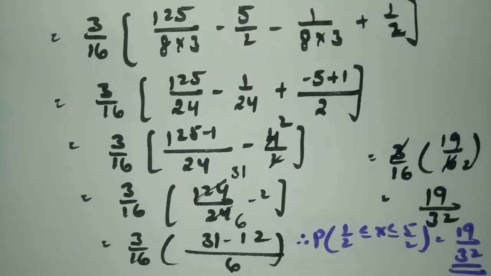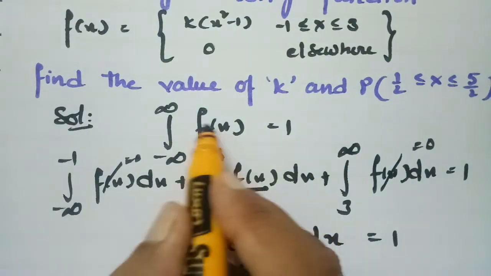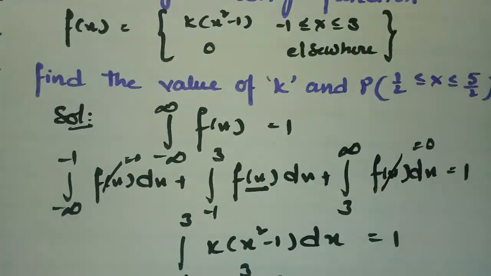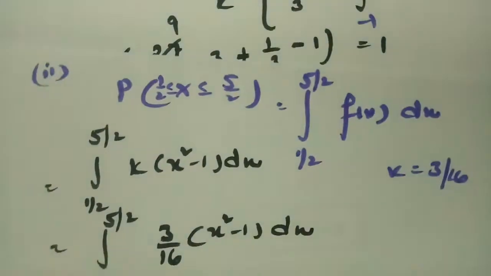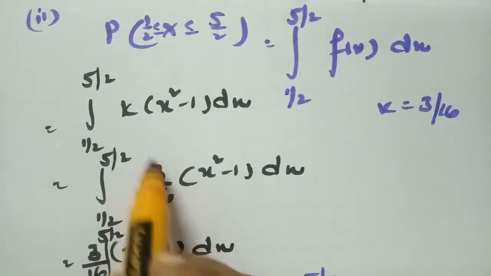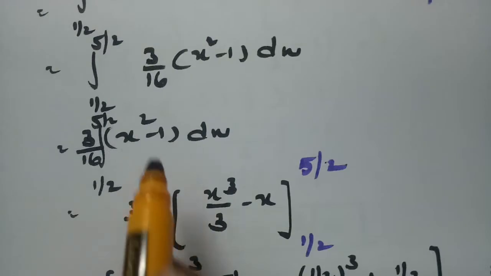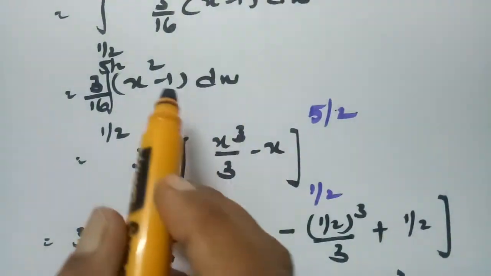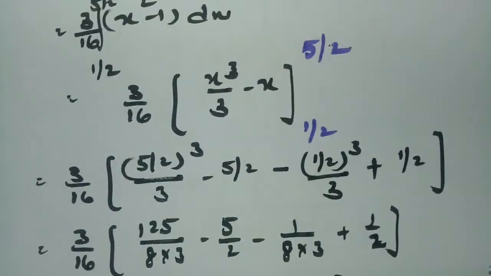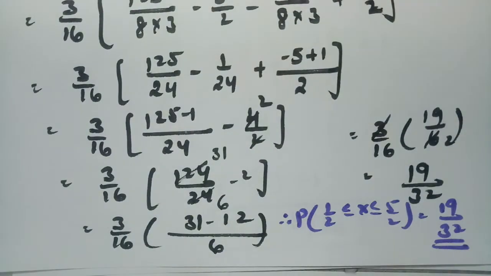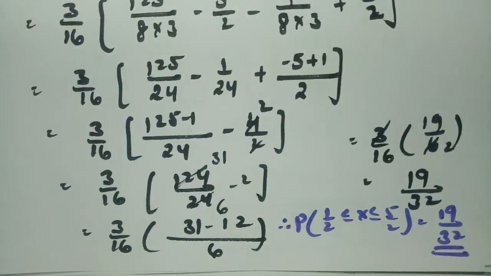So this is how we have to solve. This is also so simple. For finding the value of k, the total probability is always equal to unity. And here we got the value of k as 3 by 16. After substituting the k value as 3 by 16 and integrating, for x square this is x cubed by 3, and for 1 dx this is x. And substituting the limits, that is 5 by 2 and half, we got the value as 19 by 32. So this is how we have to solve.